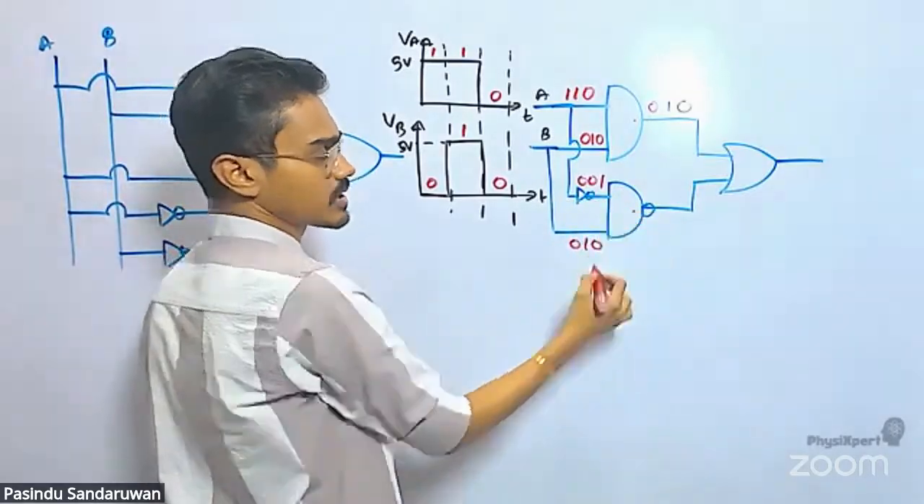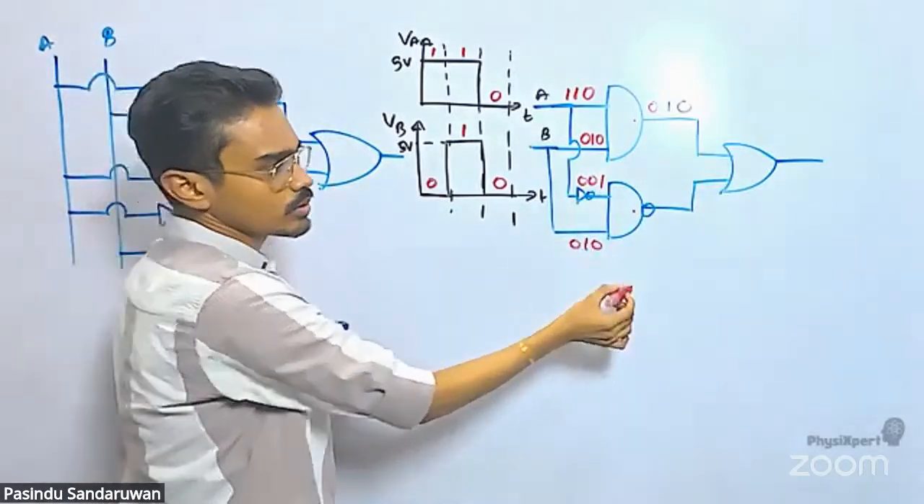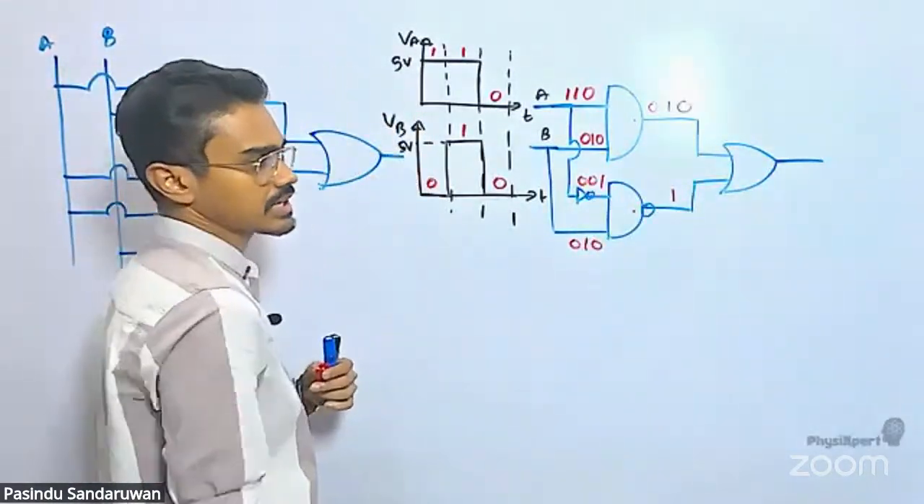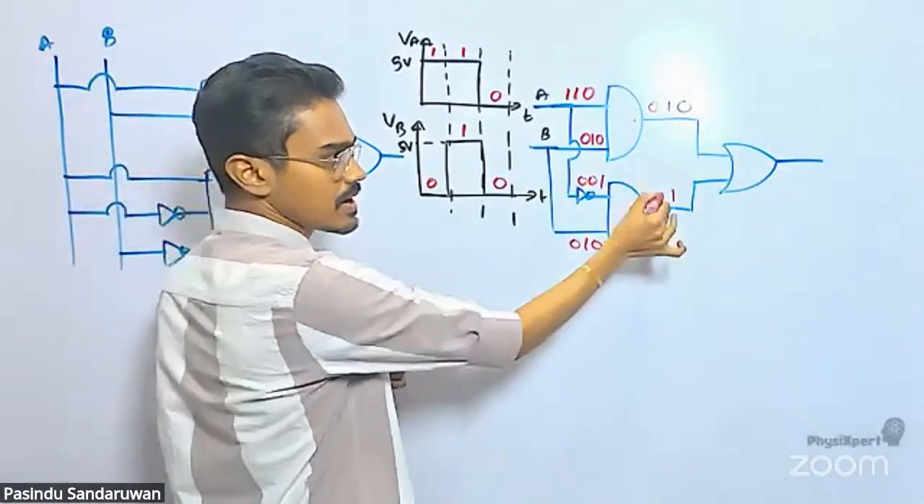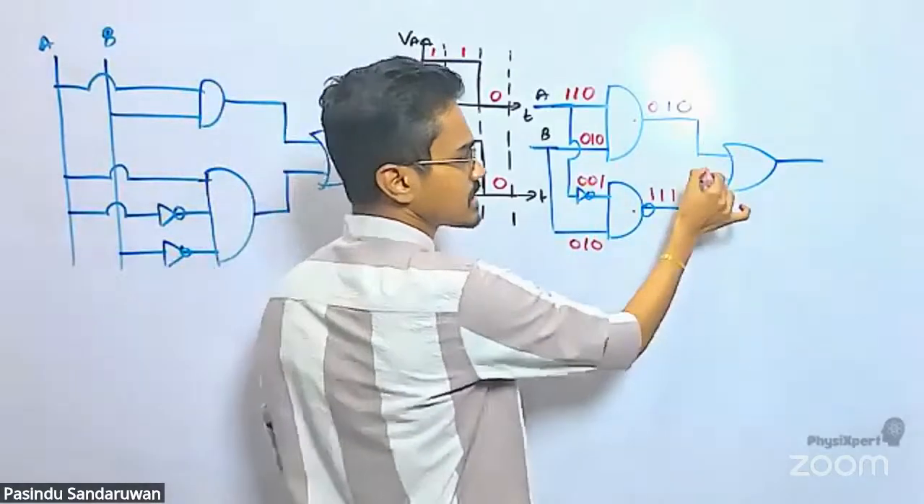This function is dot again, but there is an AND gate, right? Simplify. 1.0 is 0, its bar is 1. NAND gate again. 0.1 is 0, its bar is 1. 0.0 is 0, its bar is 1. So 1 1 1. So this signal comes here as 1 1 1.